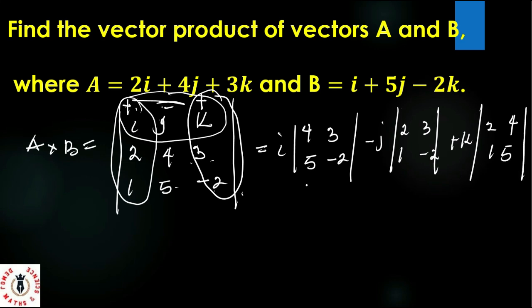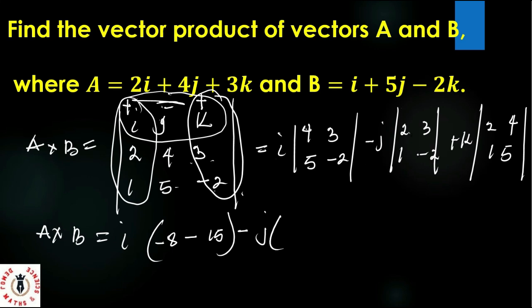Next, we'll be solving these determinants of 2 by 2 matrices, so that my A times B will be the same thing as i into 2 times minus 2, that's minus 8, minus 15, minus j now into 2 times minus 2, that's minus 4, minus 3, and plus k into 2 times 5, that's 10, minus 4.